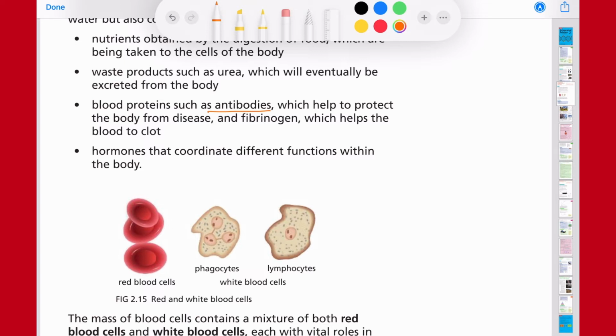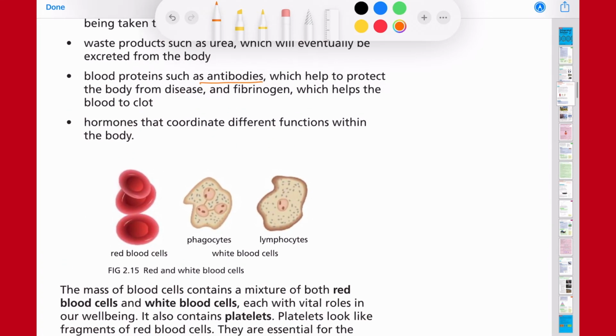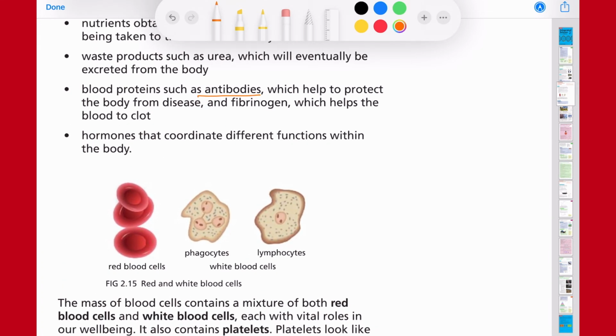So it contains blood proteins such as antibodies, which help protect the body from disease, and something known as fibrinogen, which helps the blood to clot. Fibrinogen is very important because think about it, if you get a cut, you do not want to just stay there and bleed out, right? So fibrinogen being present in your blood is what helps the blood to clot so that it will stop leaking out of your body. It also contains hormones that coordinate different functions within the body.